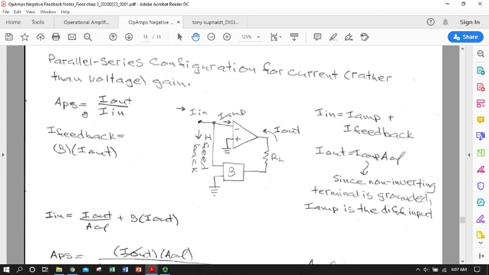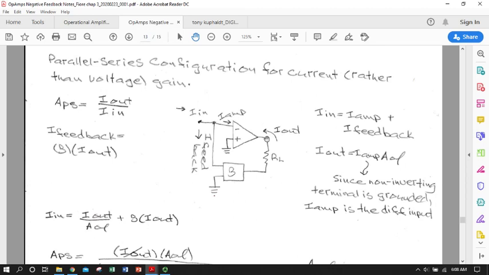So doing that, we're going to define our current ratio, closed loop gain, as I out divided by I in. And these arrow directions are somewhat arbitrary, but they'll get important later on when we start defining things based on which terminal, inverting or non-inverting, we're going in and out of. We have the same relationships we did with voltage, so we can define a feedback current in terms of our feedback fraction times the total output current.